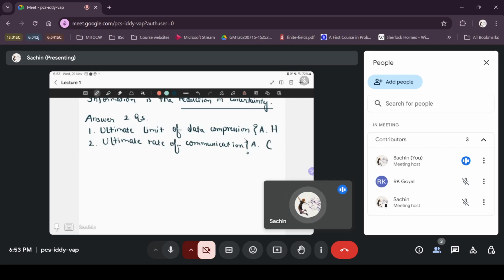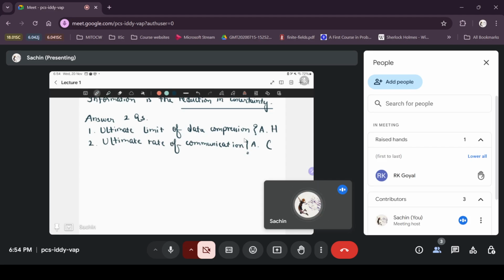So when we say ultimate rate of communication, we don't mean just any type of communication. It should be reliable communication. By reliable communication, what we mean is that the sender should be able to send something to the receiver such that the probability that the receiver gets a wrong message should be below any threshold that he wants. So he can pick a threshold.